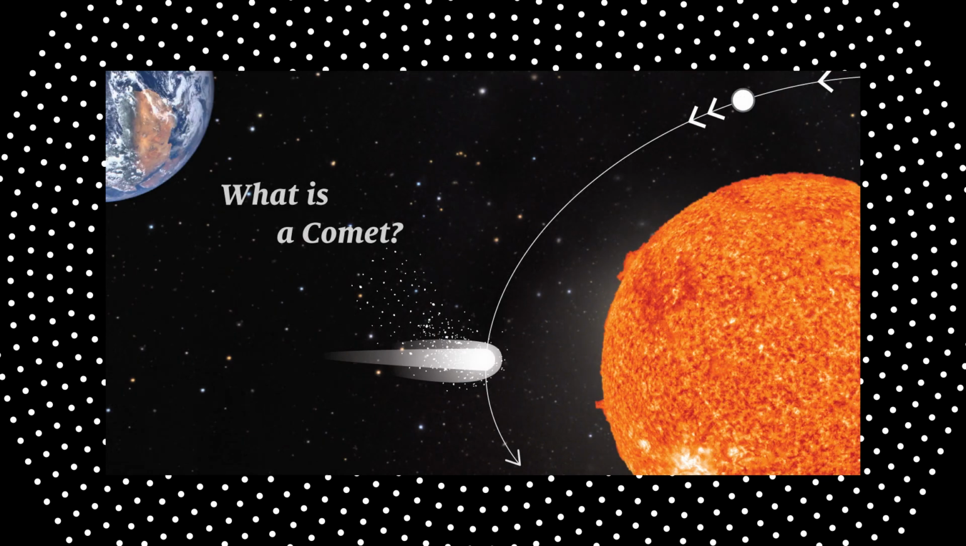So again, the types of celestial objects are planets, moons, asteroids, meteoroids, and comets.